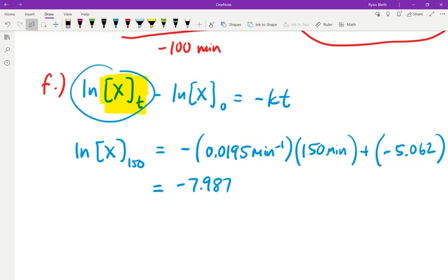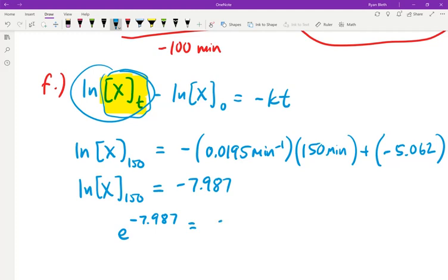But that's not my answer. That's the natural log of X at 150. And remember up here I highlighted, I actually just want this part. Okay. So I need to undo natural log. And remember, undoing natural log just means taking the value that's given and making that your power on e. So in your scientific or graphing calculator, you just take lowercase e to the negative 7.987, and you'll have your answer. It comes out to be 3.40 times 10 to the negative 4 moles per liter.